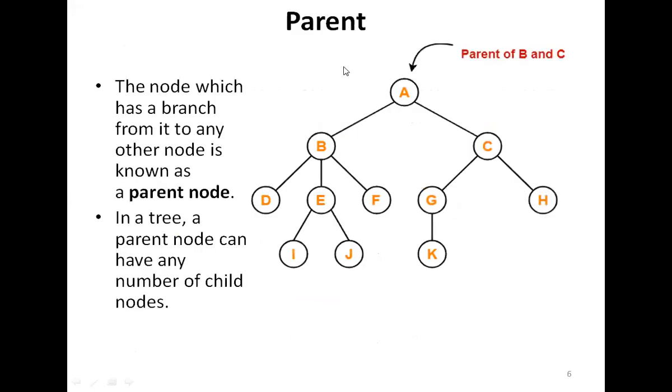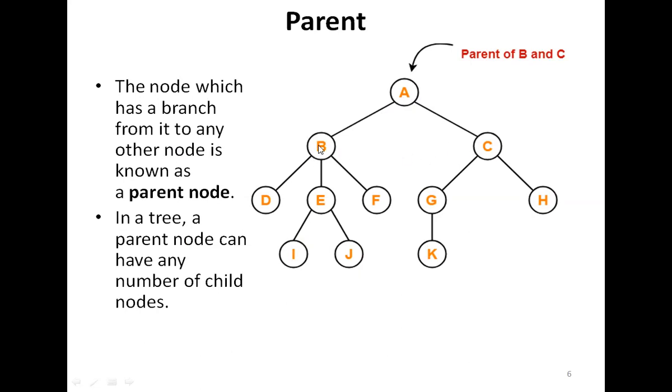Okay. So the next is parent node. A parent node is a node which has a branch from it to any other node. You can see this is a parent node, and from this node there are branches. This is one branch and this is another branch, and these are the children of this node. This is the parent node, so it is the parent of these two nodes.